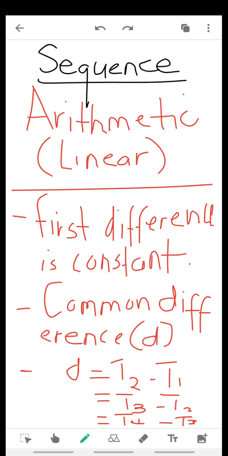Or D can also be found by saying T4 minus T3. In my example, it will be 8 minus 6. Consecutive terms. Terms that are following each other. Okay, so that is how we find the common difference. So how do we see an arithmetic sequence or a linear sequence? One, we said it has a common difference. Okay, the number that we keep on adding to each of the terms to get the next term, or D being a constant. Okay, that is very, very important. The first difference is constant.